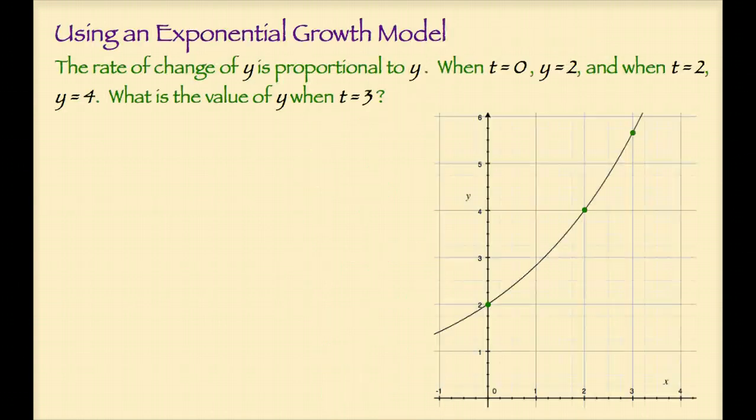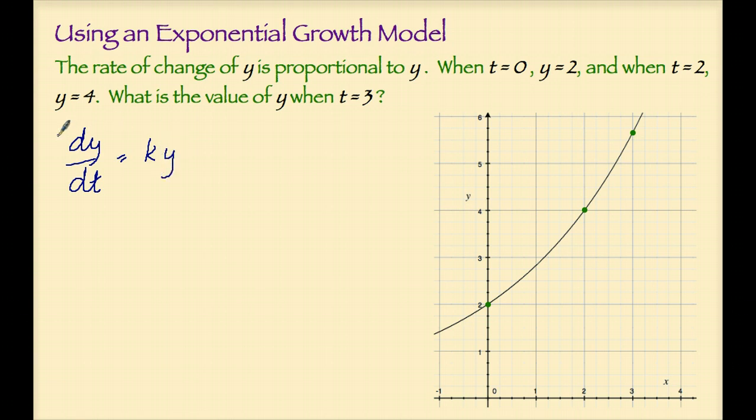In this example, we'll use two initial conditions to solve for a particular exponential growth model, then use that equation to find a specific value. We start with this statement: the rate of change of y is proportional to y, which is code for this differential equation, dy/dt is equal to ky.